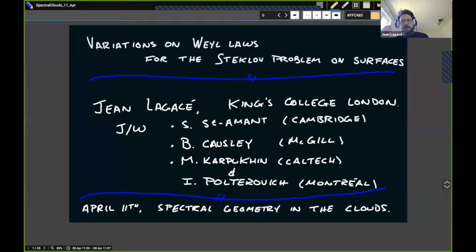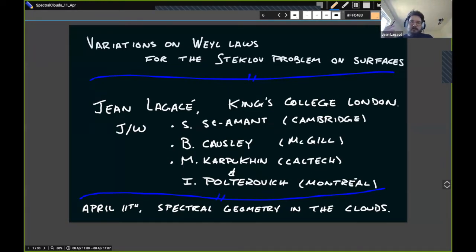What I'm going to talk about today is something that has been researched probably for the last 40, 45 years. There's been a lot of developments, very precise Weyl laws for the Steklov problem on surfaces, way more than what you can say for the Laplacian on surfaces, or for the Steklov problem or the Laplacian on higher dimensional manifolds.